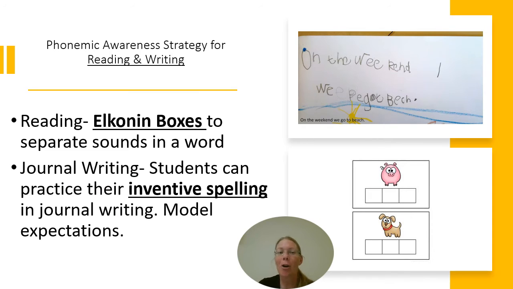Elkonin boxes are a great way to help out with reading. What do they do? Well, down here in the corner, you can kind of see where they break down the sounds for each one of the pictures that are represented there. So it helps a student understand how to separate sounds in a word. Another thing that you can do is invented spelling. Through invented spelling, that can happen through journal writing. And it's important that you model the journal writing before you do any kind of writing with the students.